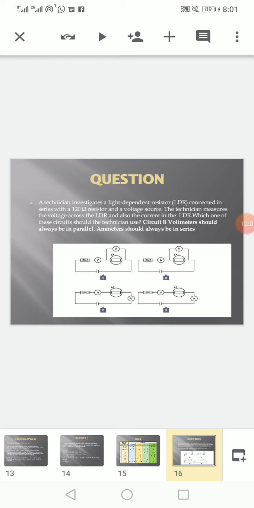The circuit to use at this point is circuit B. Why is this circuit B? In circuit B, you can see that the voltmeter is connected in parallel, while the ammeter is connected in series.